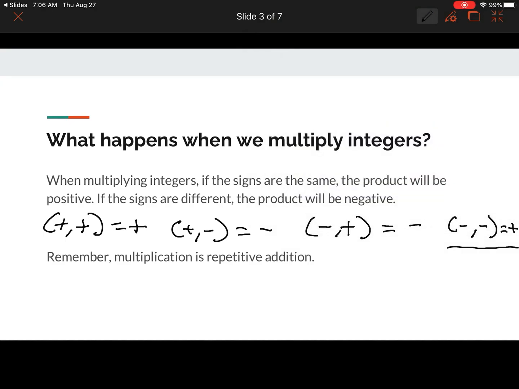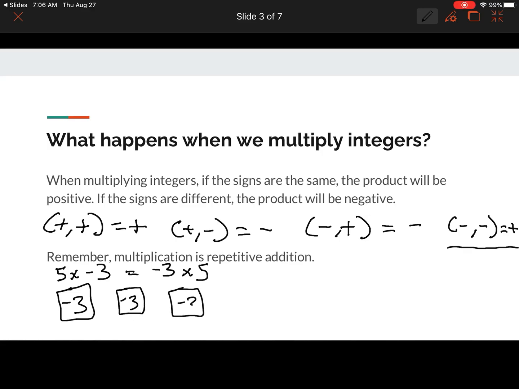All right, now how about negative numbers here? So if I have 5 times negative 3, I would have negative 3 groupings of 5. Or we could just switch this around, say negative 3 times 5, or 5 groupings of negative 3. So we'd have negative 3, negative 3, negative 3, negative 3, and finally negative 3.